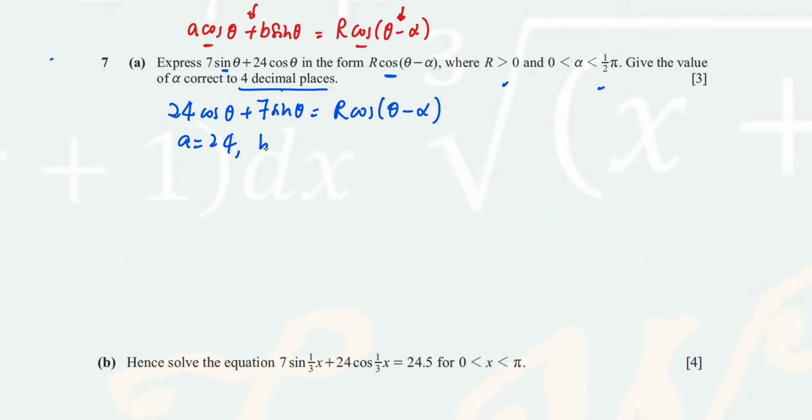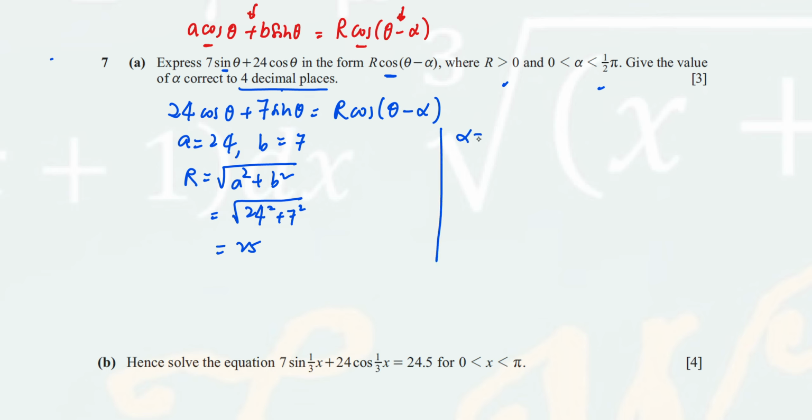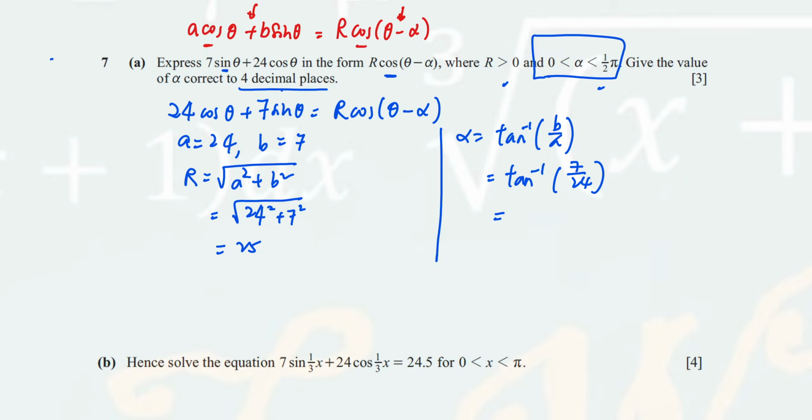So my a is 24 and my b is 7. Therefore my r is going to be the square root of a squared plus b squared. That is going to be the square root of 24 squared plus 7 squared, ending up with 25. Then my alpha is going to be arctangent of b over a, so this is arctangent of 7 over 24. And now look at here, your alpha is between 0 and half pi. That means it is in radians. So change the mode of the calculator into radians and give alpha to 4 decimal places.